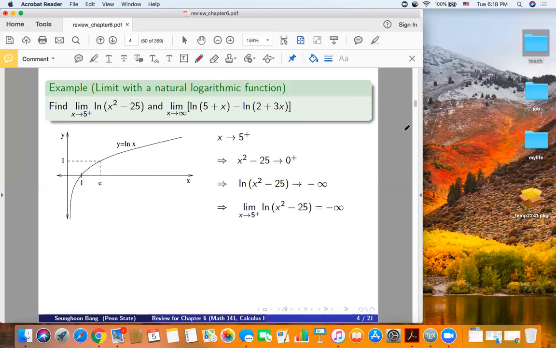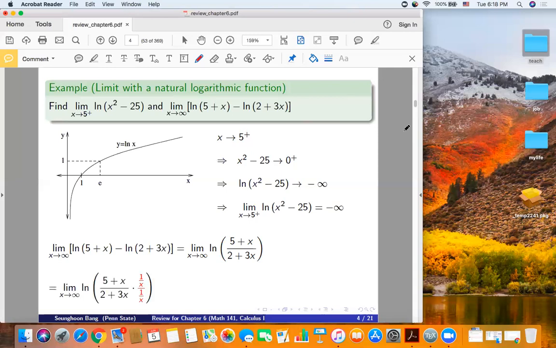So we have this answer. Now the second one. How can you solve the second one? You can combine ln of 5 plus x minus ln of 2 plus 3x into only one ln. Next, divide top and bottom by the highest power in the denominator. The highest power in the denominator is x, so you can divide top and bottom by x. You can distribute 1 over x to the 5 and x on top, and to the 2 and 3x on the bottom. We have 5 over x plus 1 over 2 over x plus 3.